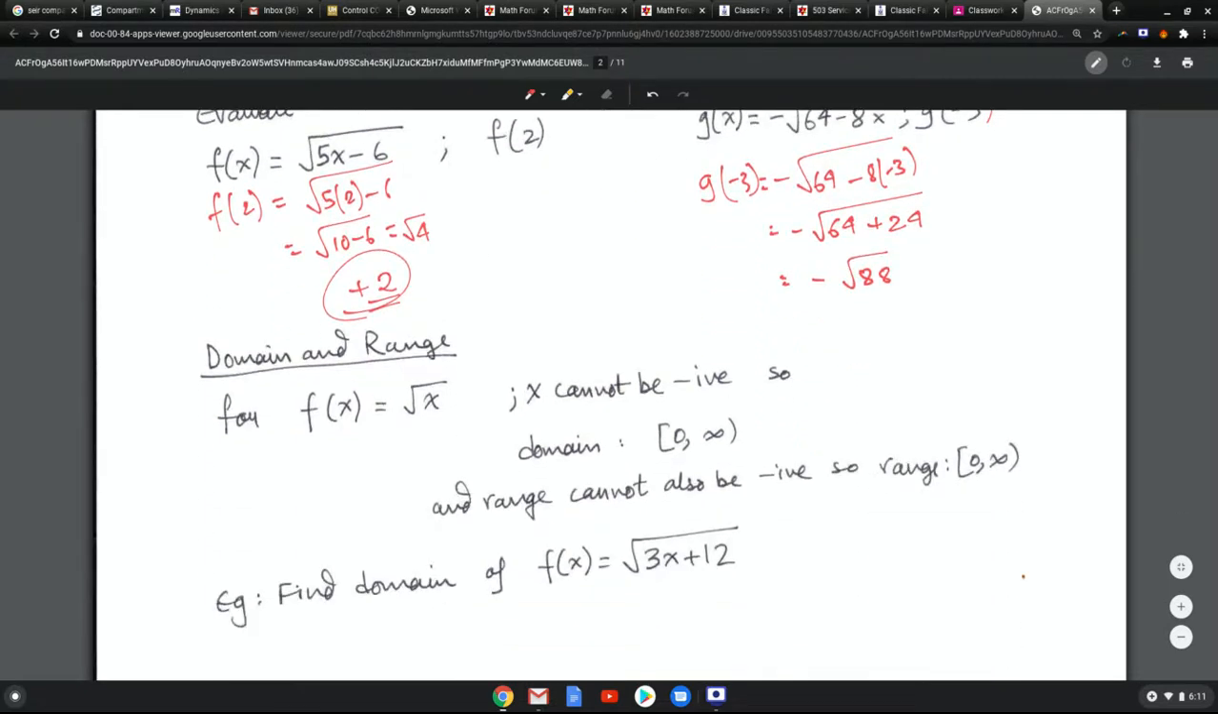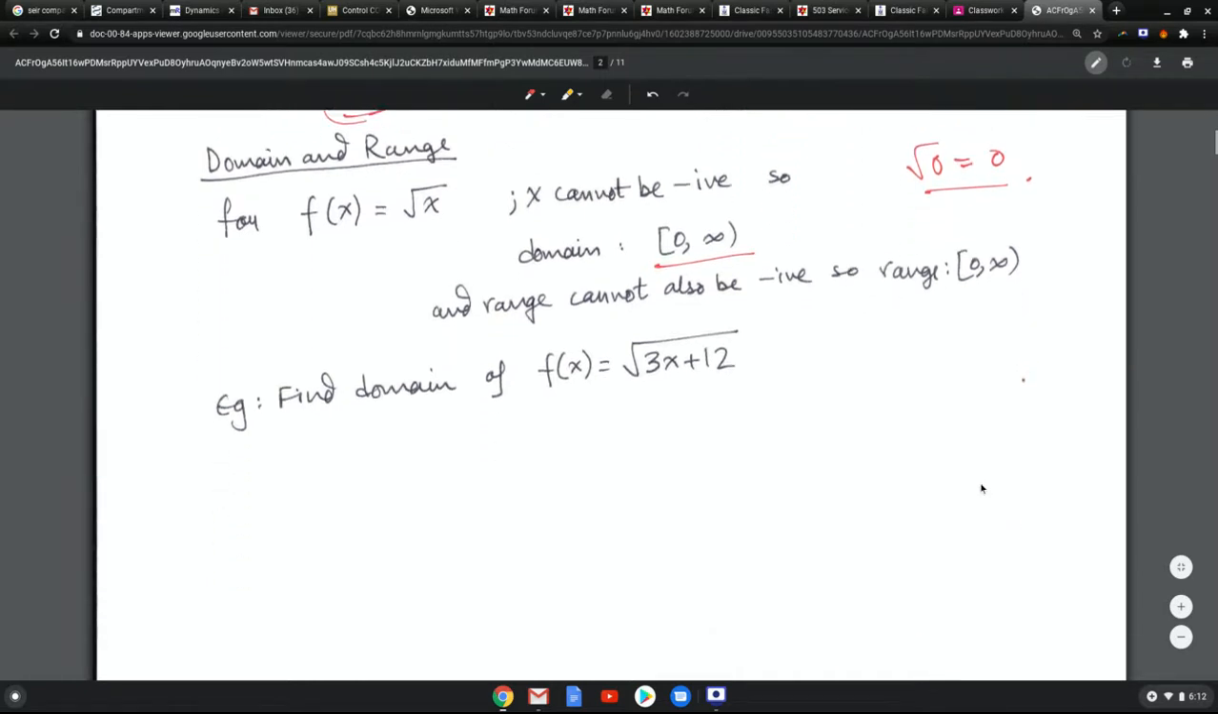Domain and range. Obviously, x cannot be negative, so the domain is 0 to infinity, because the square root of 0 is defined and it's 0, so that's fine. The range cannot be negative either, so the range is also the same, 0 to infinity.